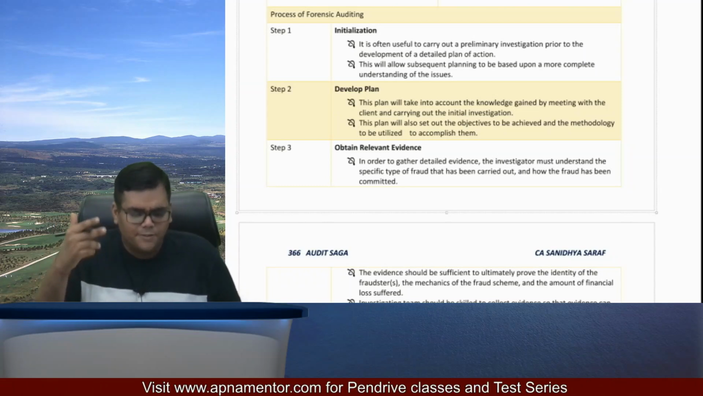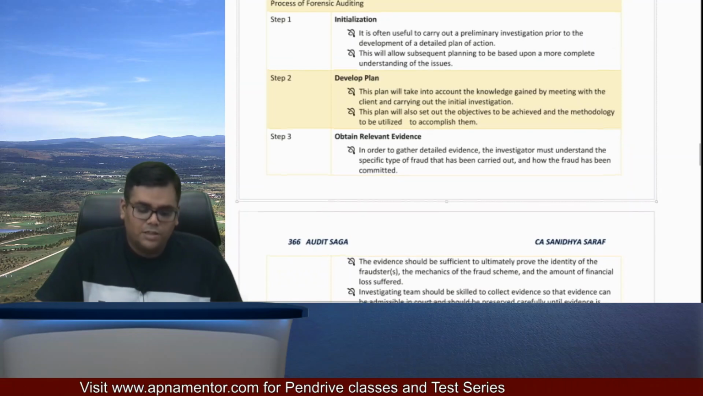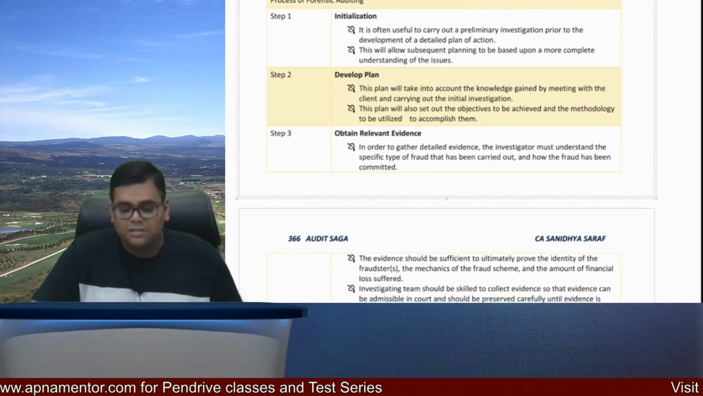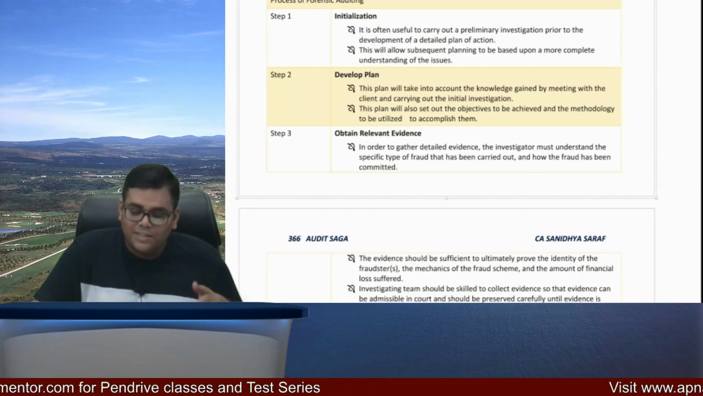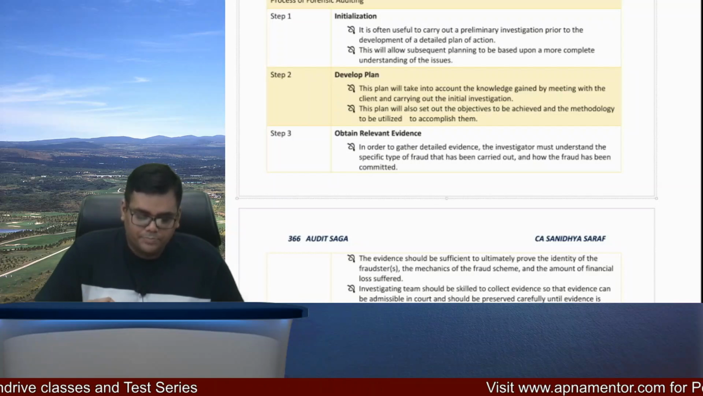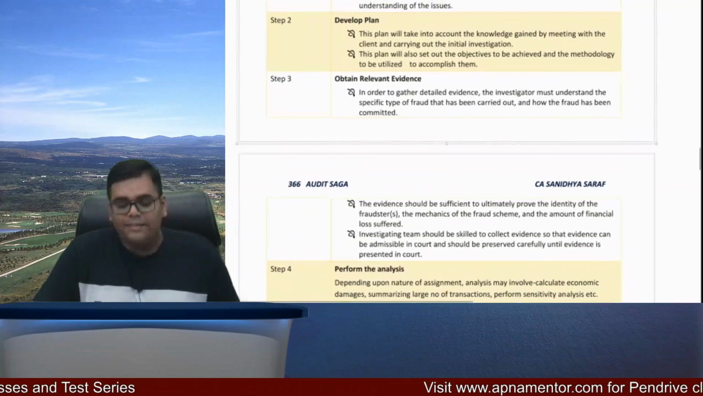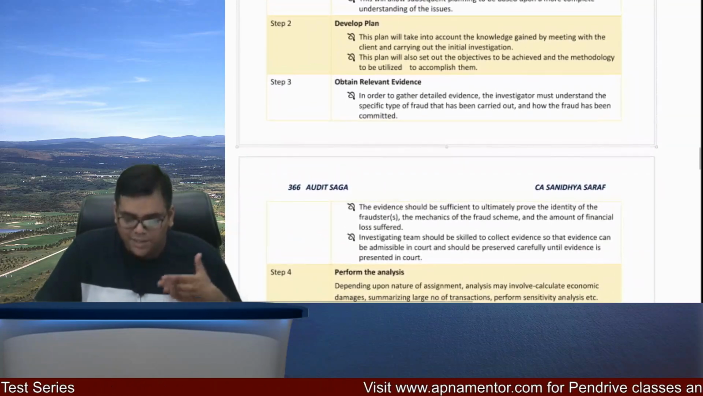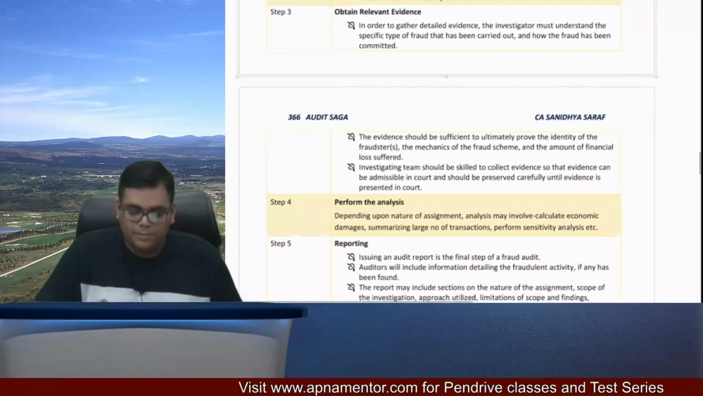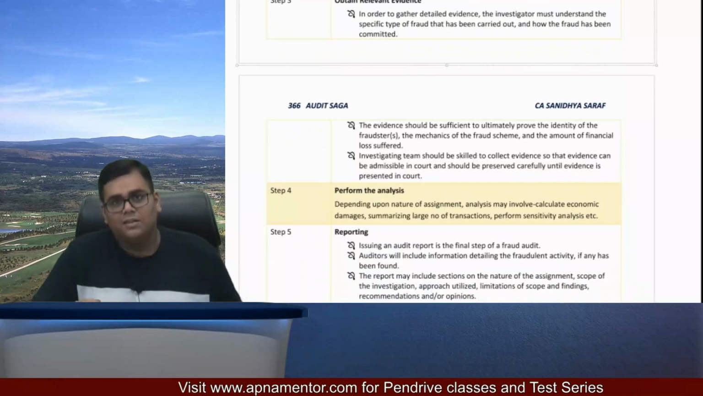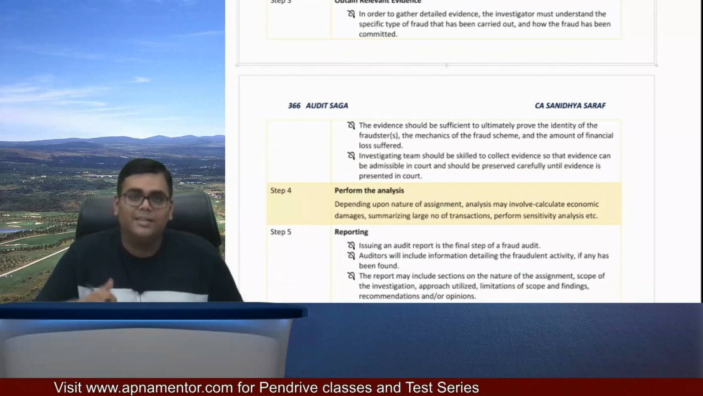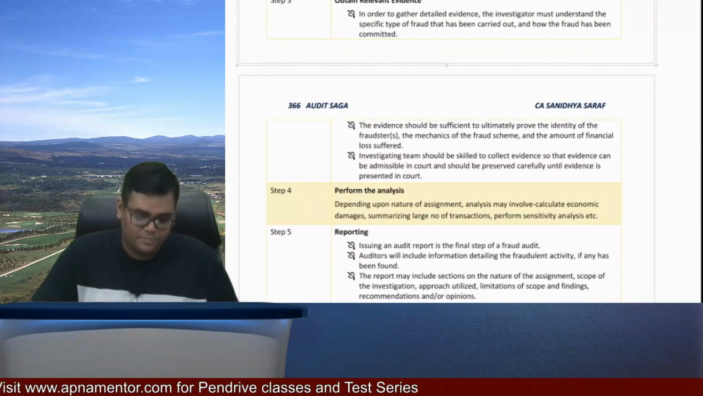Otherwise, the process is somewhat like an audit. Process of forensic audit. Step 1, initialization. What is initialization? Carrying out a preliminary investigation prior to the development of a detailed plan of action. Then developing a plan, developing a complete plan is very, very important. Obtaining the relevant evidence is very, very important. Obtaining the evidence, analyzing the evidence, then preserving the evidence until it is produced before the court of law.